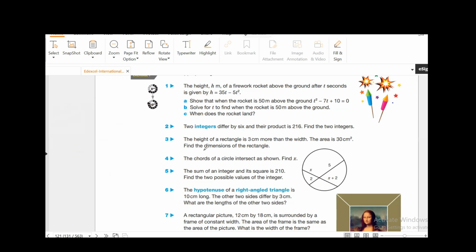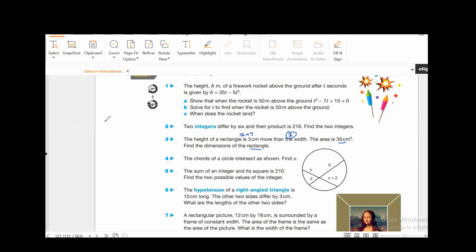Next question: the height of a rectangle is 3 centimeter more than the width. The area is... so it means we don't know the width. Let's suppose the width is x and the height is 3 centimeter more. It means the height is x plus 3. The area is 30 centimeter square, find the dimensions of the rectangle.